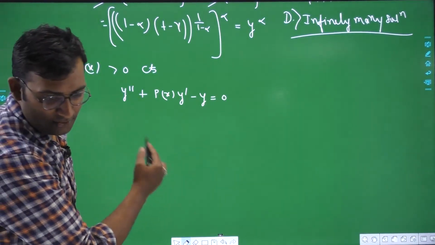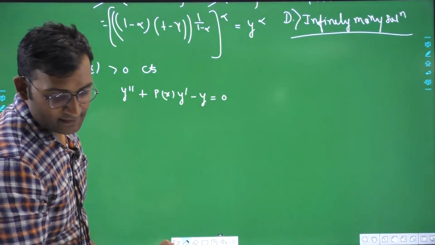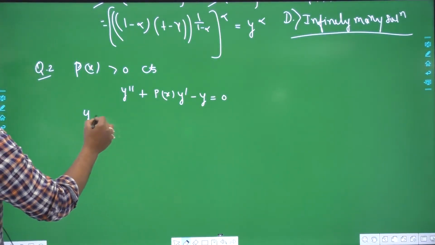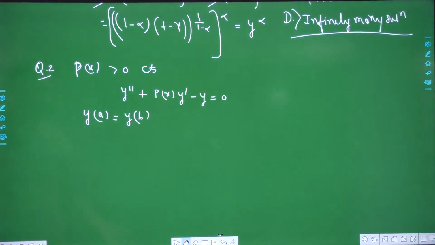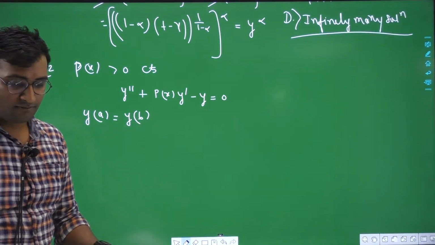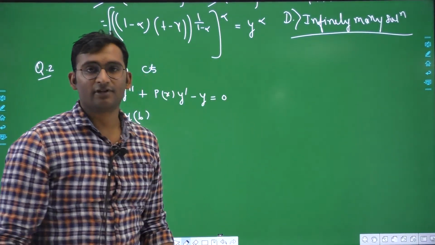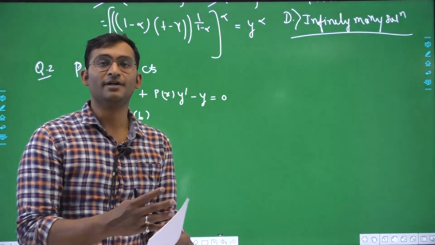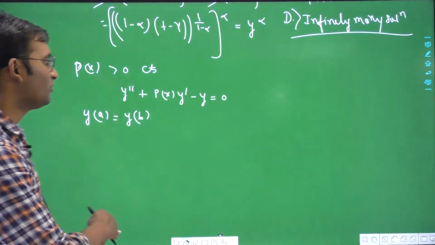So this is a second order linear differential equation of the homogeneous kind, and suppose that there exist two real numbers a and b such that y(a) is equal to y(b), then what can be said about y(x)? Whether y(x) will be positive, whether y(x) will be negative, whether y(x) will change sign, or whether y(x) will be identically 0 on the entire interval. Now this is a very beautiful question. Let us start.